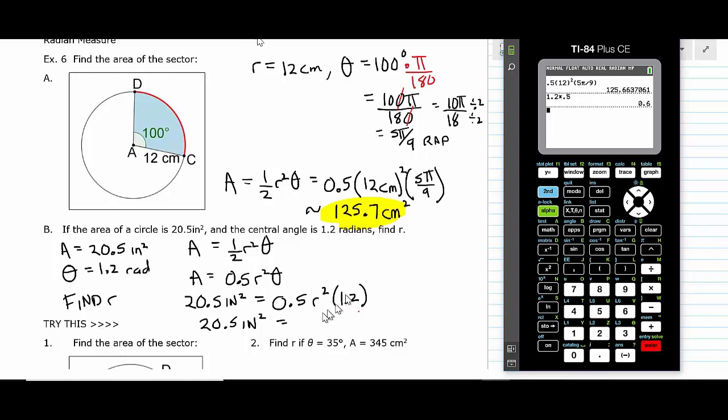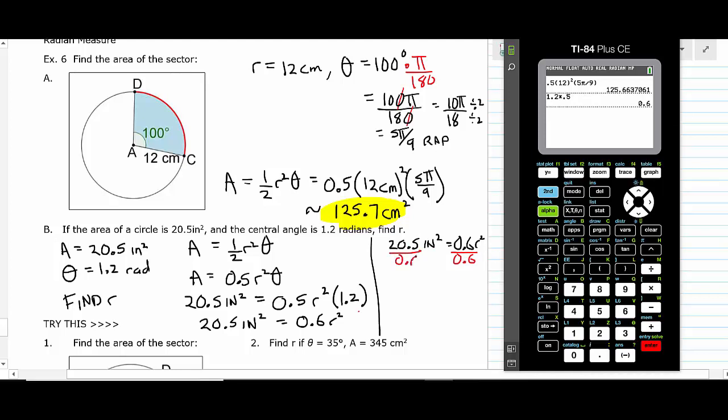And that's going to give me 0.6 r squared. Okay, let's move over here and finish this up. So we got this, 0.6 r squared. To solve this equation, you've got to divide by 0.6. That'll get r squared by itself.